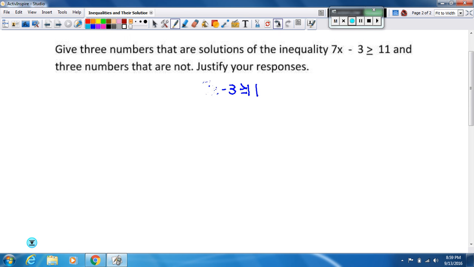We always get rid of things with opposites. So the opposite of negative 3 is positive 3. So I'm going to add 3 to both sides. So that's going to give me 7x, opposites cancel, is greater than or equal to 11 plus 3 is 14. Now this is 7 times x, and the opposite of times is divide, so I'm going to divide both sides by 7. Multiplication and division cancel, so I get x is greater than or equal to 14 divided by 7 is 2.